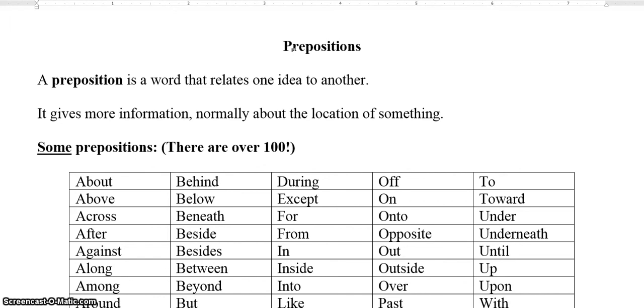All right, we are going to talk about prepositions, and the definition is relatively vague. It's a word that relates one idea to another, which doesn't say a whole lot. You basically are giving more description, normally about the location of something. And so we also talked about how adverbs can answer where and how they show location as well. Prepositions are a little bit different, and you'll learn in the next video as to why they're different.